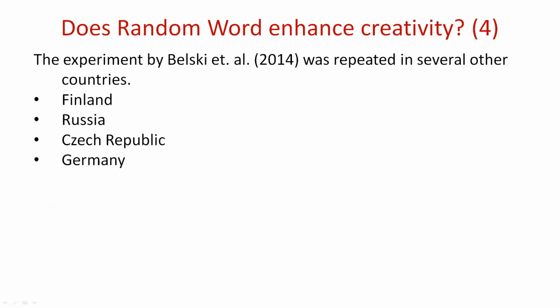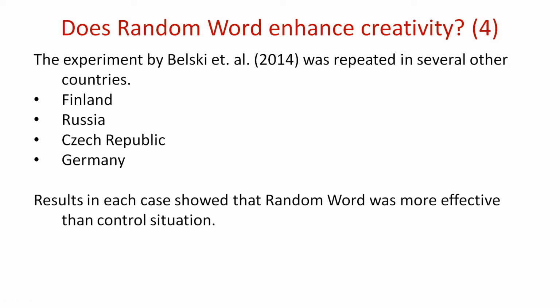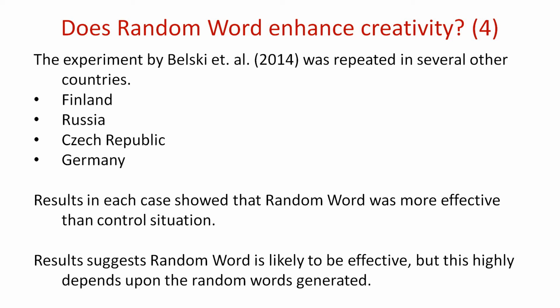In addition, this study was also repeated using students from Finland, Russia, the Czech Republic, and Germany. When the results were analyzed, it was found that the random word group from every single country outperformed the control group from their respective country. This suggests that the random word was more effective than the control situation in each case. Overall, these results suggest that random word is likely to be more effective.